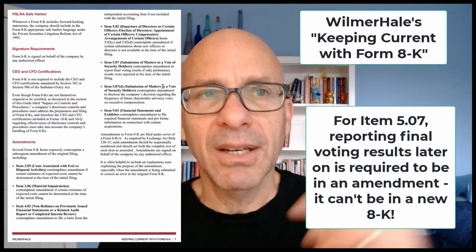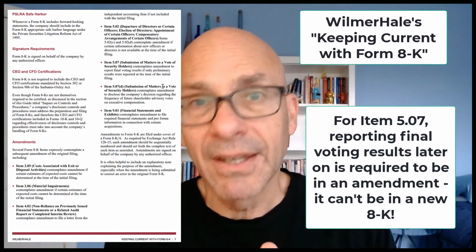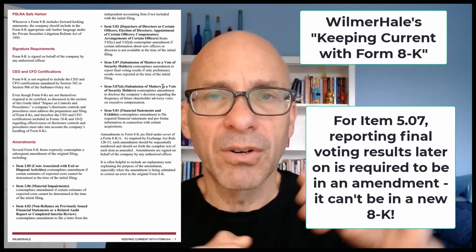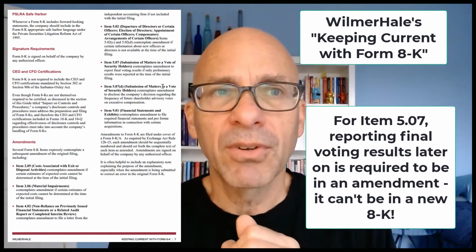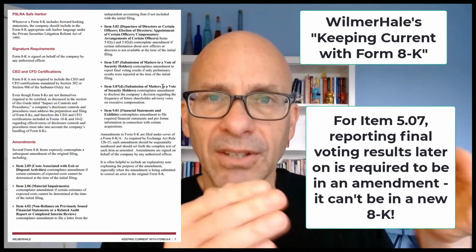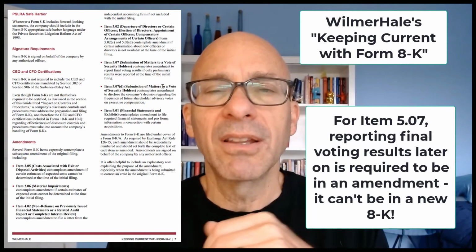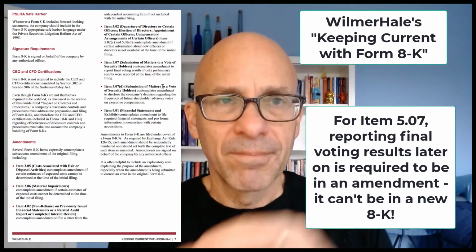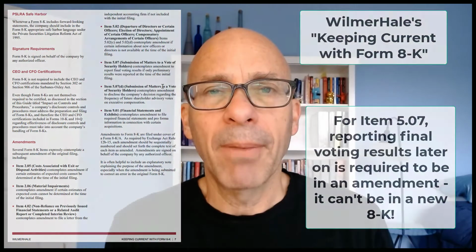You might have something in the Item 5.07 category, voting results, where you're reporting preliminary voting results because that's all you have as of the deadline for the original 8-K. And then when you get the final results later, you're reporting that by amendment. And then finally, we get to the question that was initially posed in this Vid-Guide. What do you do if you have an error?